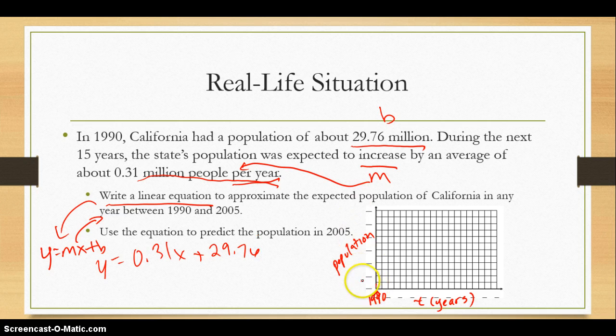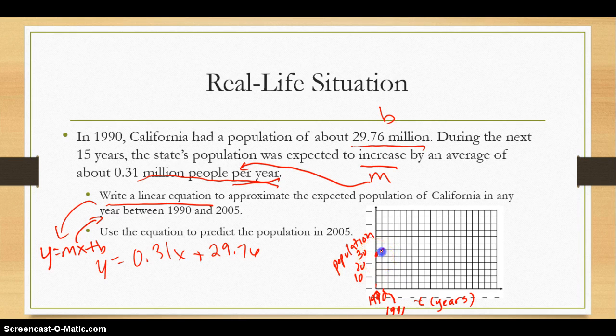So we know that, let's say we went by tens here. So we know that in 1990 we had about 29.76 million. So we know if it goes up just 0.31, we'll be over 30 million. So here, this next line right here would be 1991. And that would go up just a little bit over 30 right here.